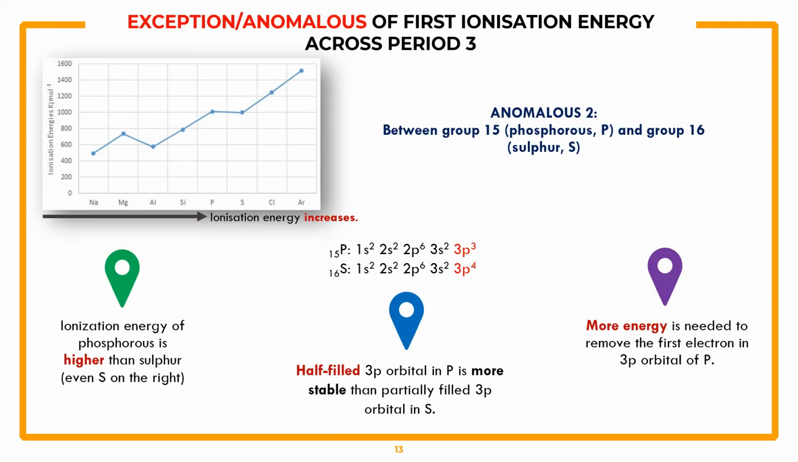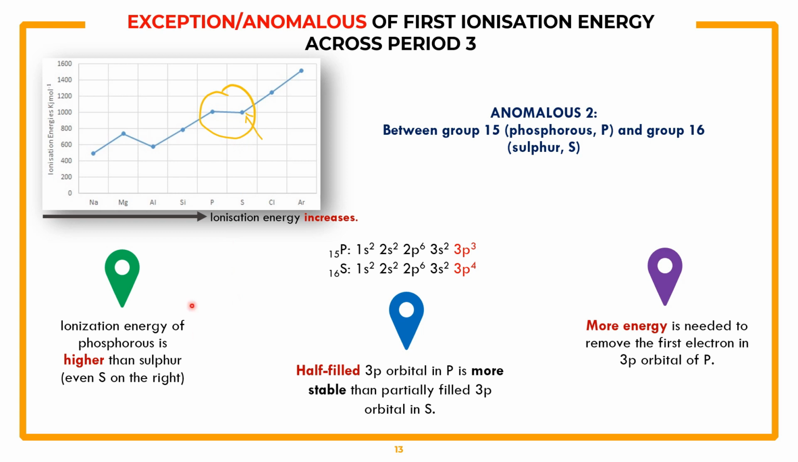This one is between phosphorus and sulfur. Here, you can see that the first IE of sulfur is lower than that of phosphorus. Sulfur is in group 16, phosphorus is in group 15. So we would expect the first IE of sulfur to be higher than that of phosphorus. But why is the first IE of sulfur lower than that of phosphorus?